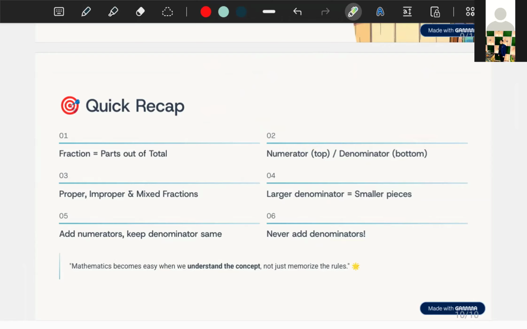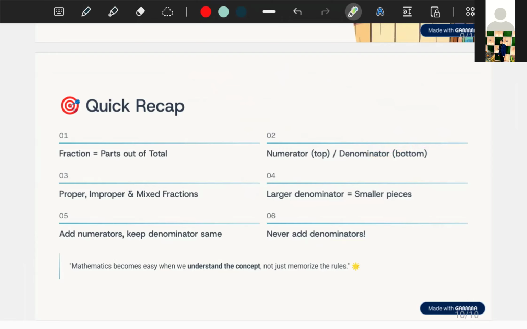Then, large denominator, smaller pieces. If we have to compare 1 by 2 or 1 by 5, which one is greater? We can't say that 2 is smaller than 5 and 5 is greater than 2, so 1 by 5 is greater than 1 by 2. No, we check the denominator. Here the denominator 5 is larger, which means the fraction is smaller. So 1 by 2 is greater than 1 by 5, because the greater the value of the denominator, the smaller the fraction is.